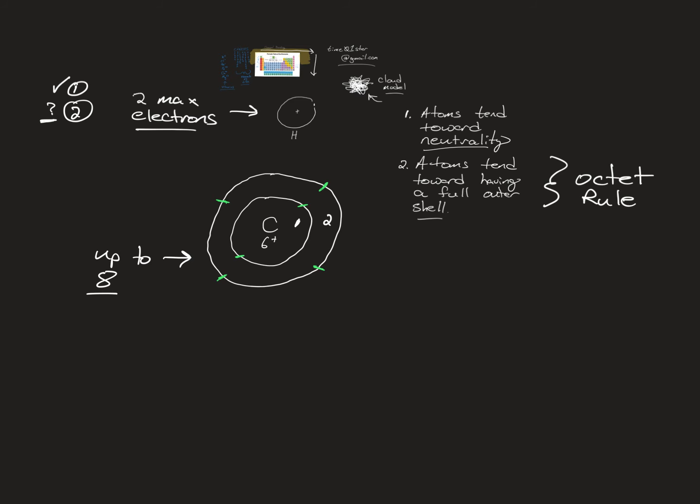So hydrogen, helium, lithium, those guys, or hydrogen and helium really, when they're dealing with their outer shell, it really is only 2 electrons you have to worry about. But the rest of them is 8. So there's up to 8. So how many electrons does carbon need?